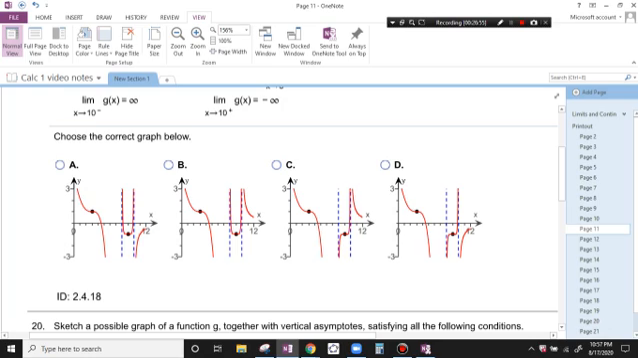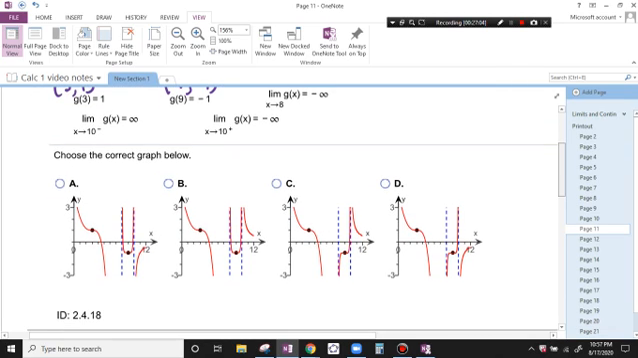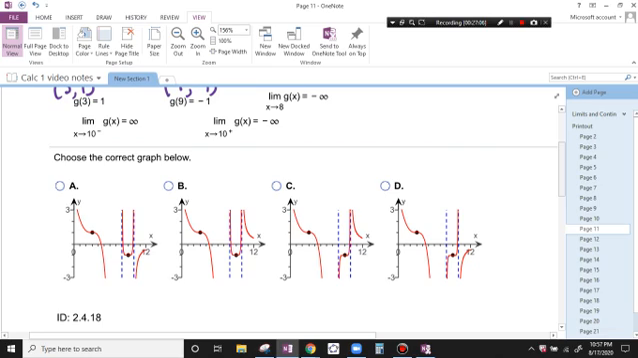1, 2, 3, 4, 5, 6, 7, 8. Should be going to negative infinity at 8. I don't think that's happening at A. Should be going to negative infinity at 8.